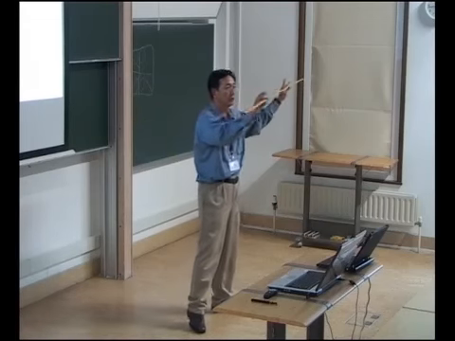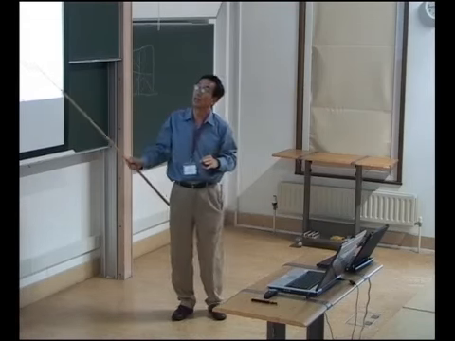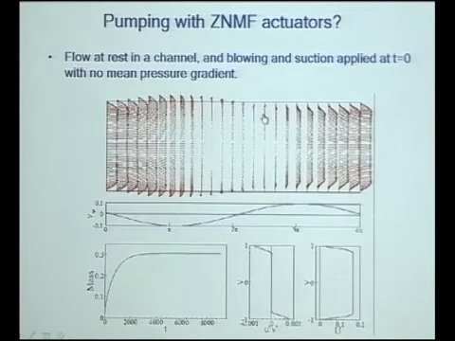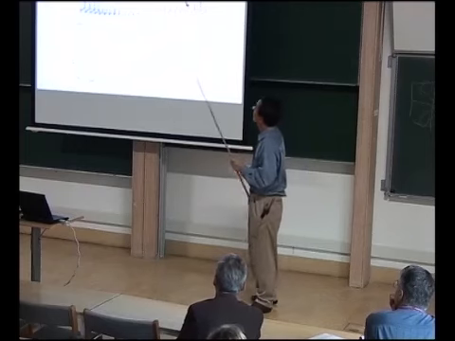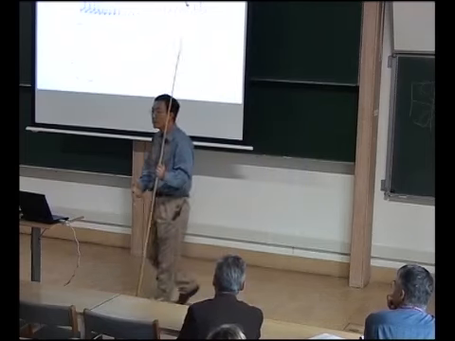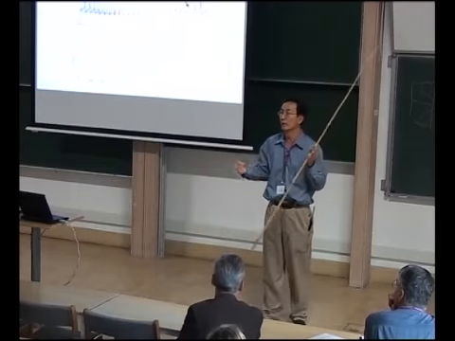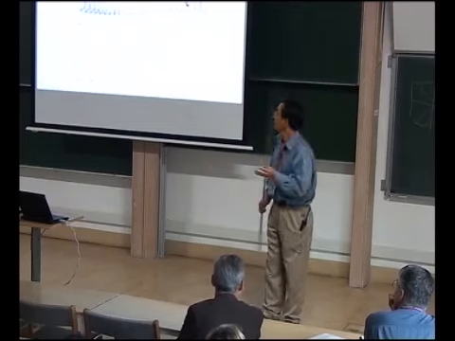If this blowing and suction was not traveling, if we were just doing it up and down, then because of the symmetry there would be no net mass flux. But because of the asymmetry created by the traveling wave, plus the viscous effect, it produced a net mass flux.